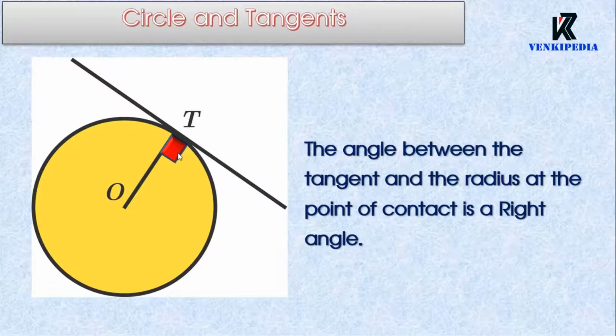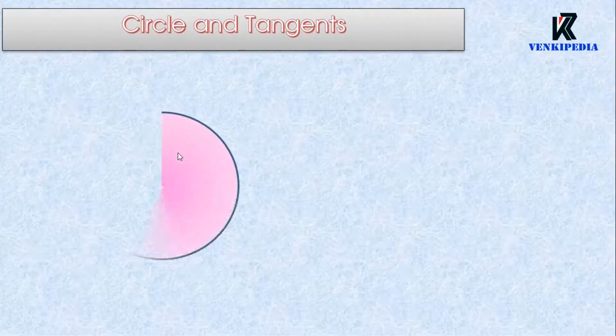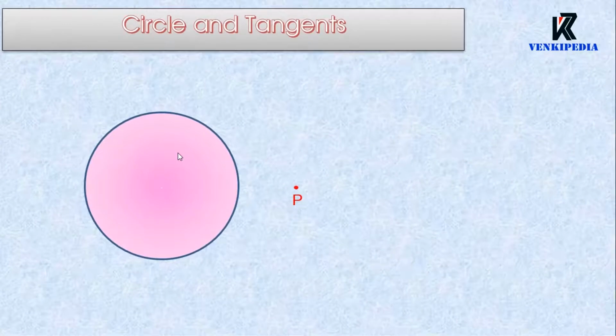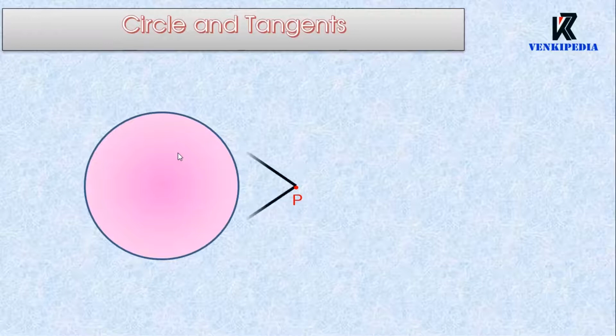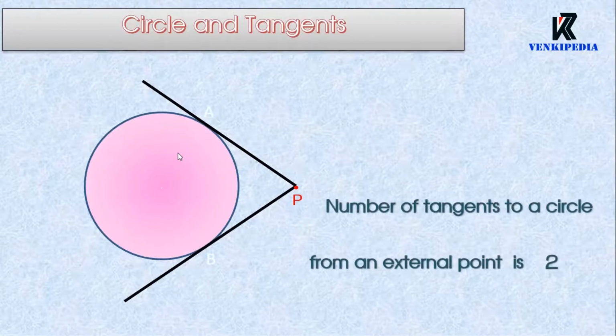Now take the third case. A point P is located outside of the circle. Now, how many tangents can you draw to that circle from the external point P? Let us try to draw tangents. Oh, we can draw two tangents to the circle from an external point P. So, the number of tangents to a circle from an external point is 2. Now, let us discuss a small theorem about this concept.